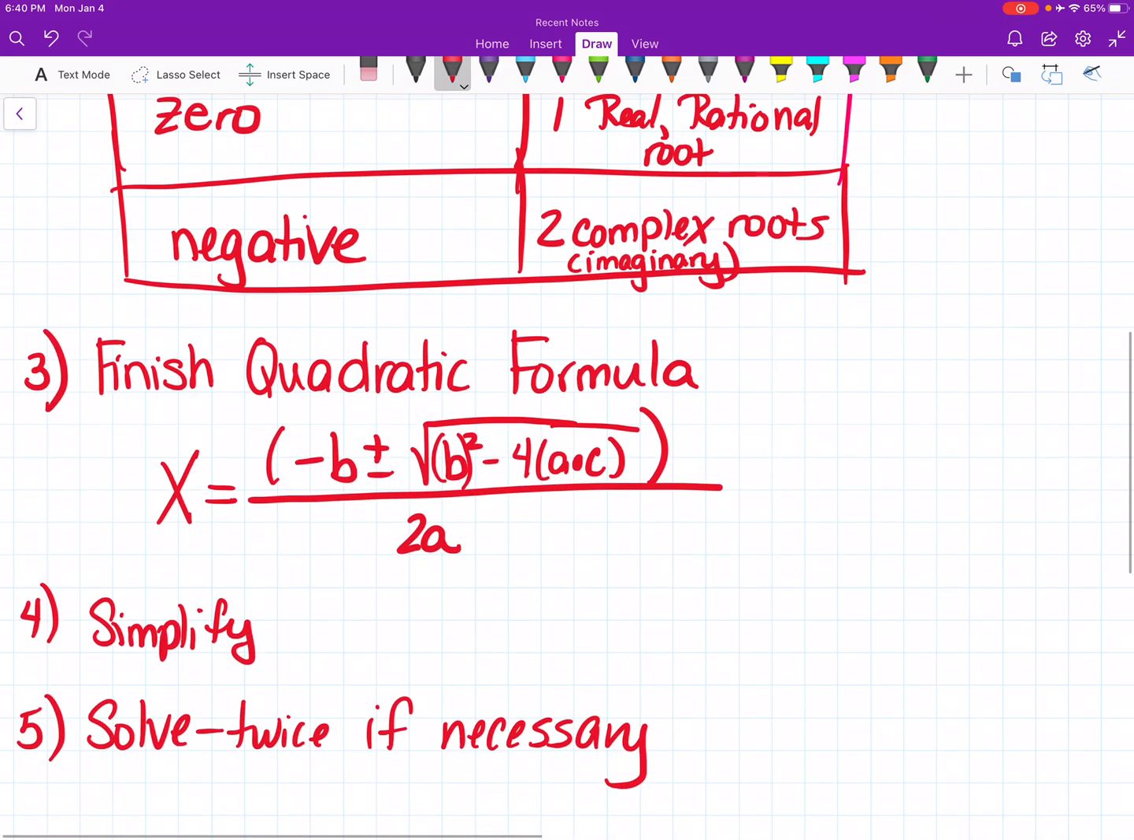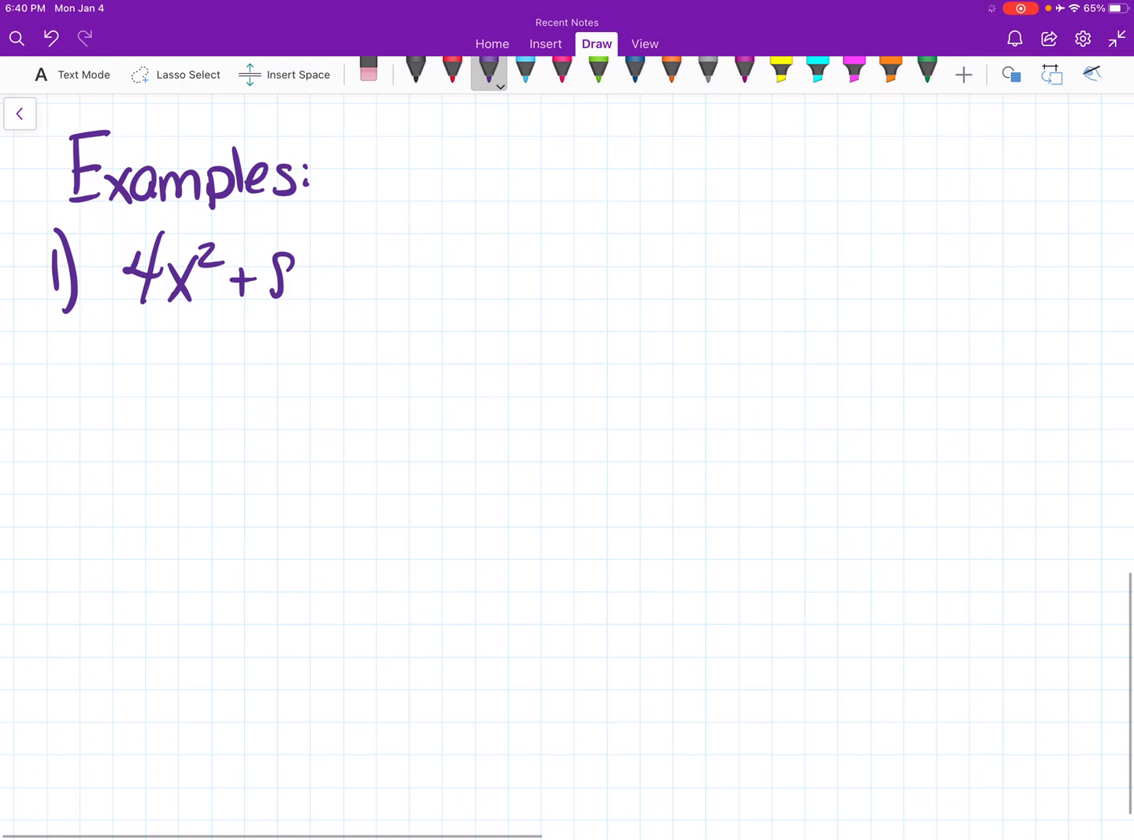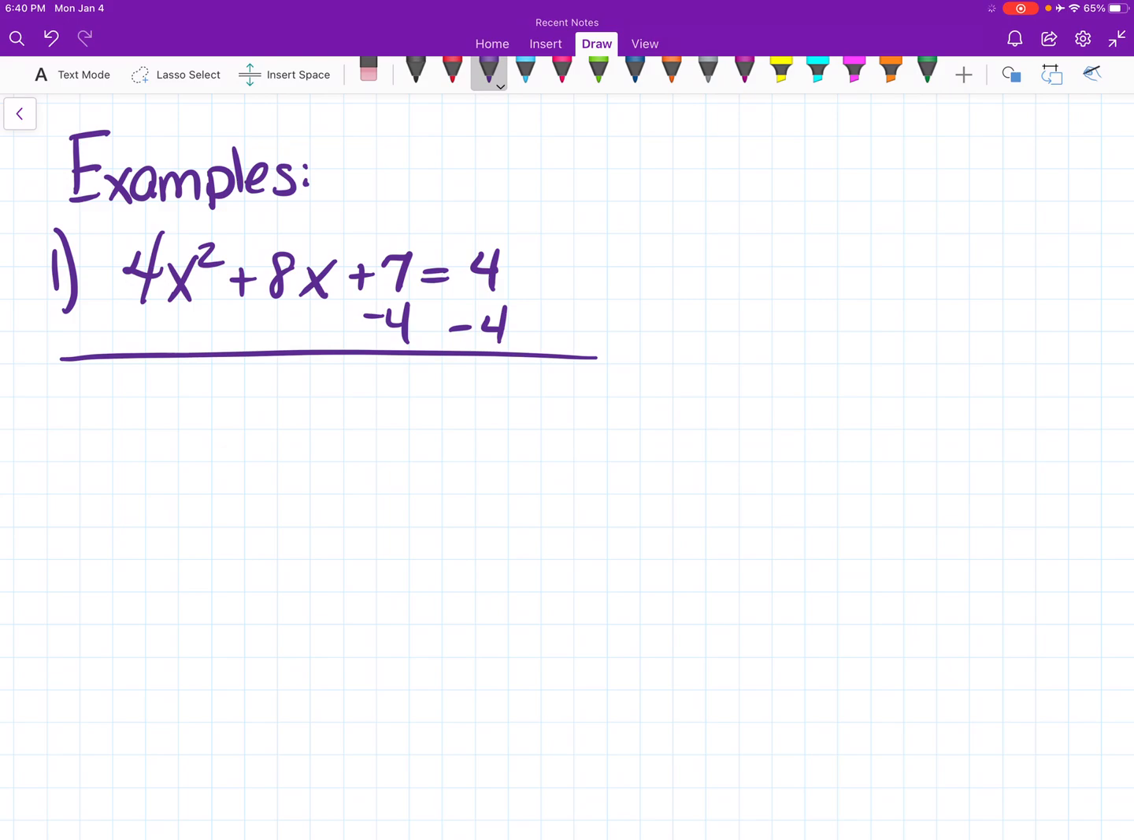Examples. Number 1 is 4x squared plus 8x plus 7 equals 4. First thing, it's not equal to 0. So before you identify anything, you need to subtract that 4 from both sides, or you're going to get it wrong. You get 4x squared plus 8x plus 3 equals 0.